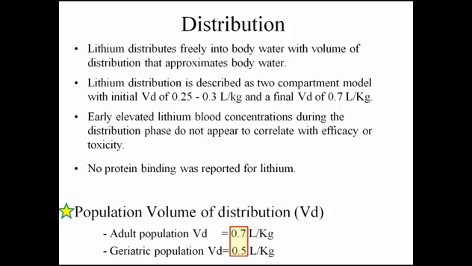The drug is distributed to body water, and the volume of distribution that we use is 0.7 for a normal adult. Some people prefer to use 0.5 for geriatrics. So the drug goes to the body water.